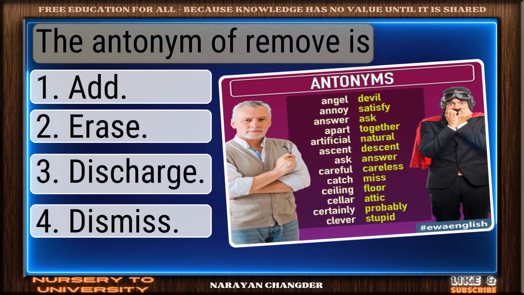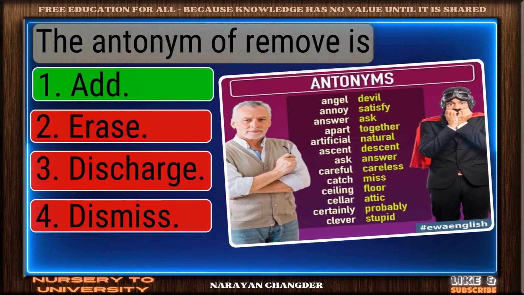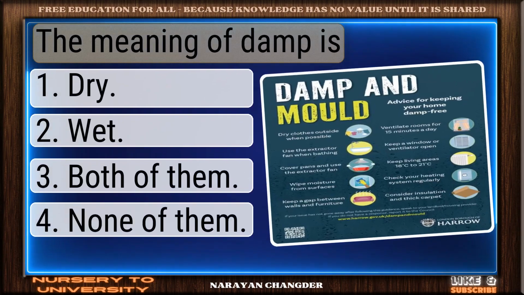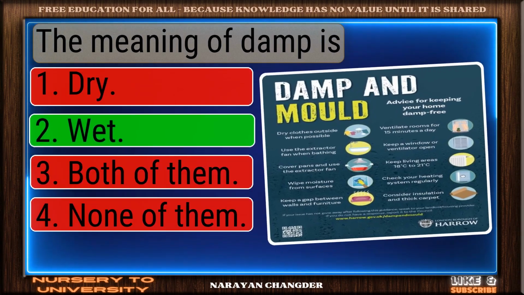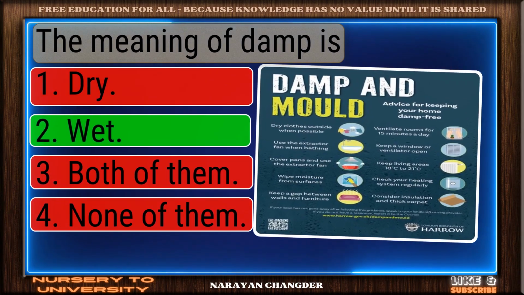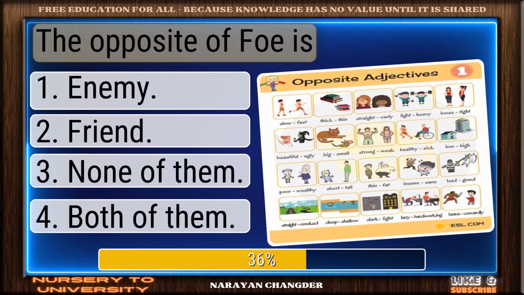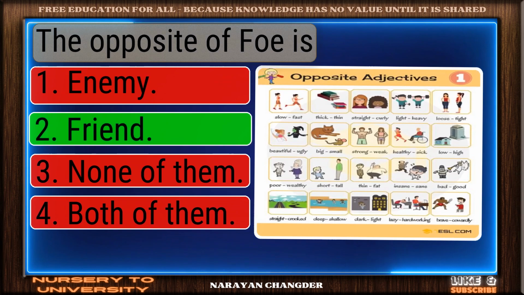The antonym of remove is. Smart pick. Add is the correct choice. The meaning of damp is. Excellent. Wet is a brilliant choice. The opposite of foe is. Valid point. Friend is true.